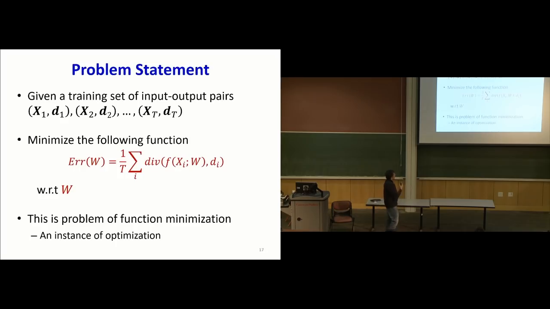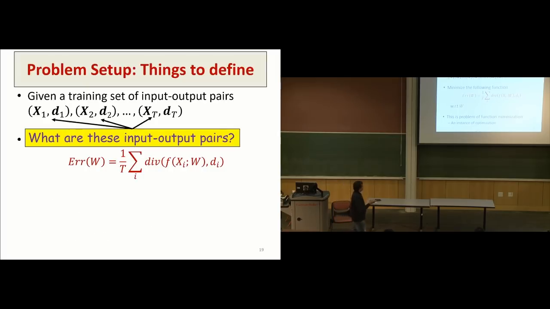So here is the problem statement. You're given a set of training instances, input-output pairs. We define an empirical estimate for the expected divergence, which is the average divergence over all of these training instances. And we want to minimize this divergence with respect to the argument w. Now, this is very simply stated, but then there are many holes. This function is not yet properly defined. We have to answer many questions.